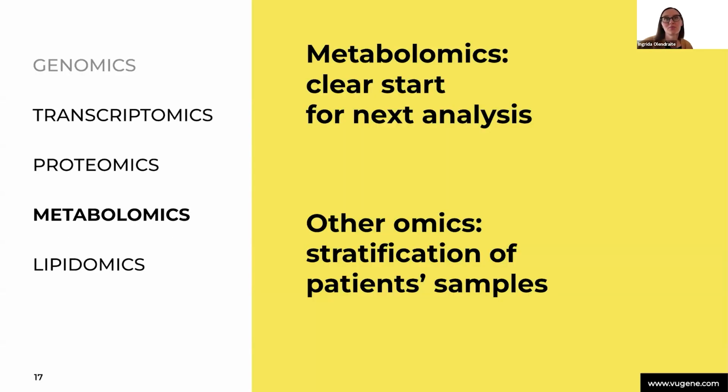So basically here, metabolomics helped us to have a very clear start for the next steps of the analysis. Meanwhile, other omics, even though they didn't have statistical significance, really helped us to stratify the patients, where we can go into SNPs, or we can go into heat maps of transcripts and see that some are mixed-up samples or some need to be restructured. And we help the patient's diagnosis in these situations.